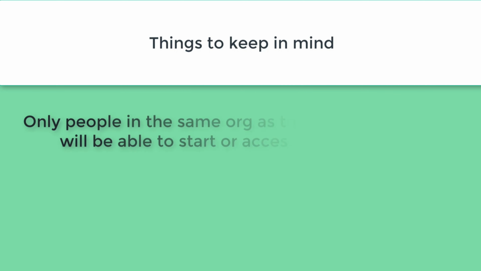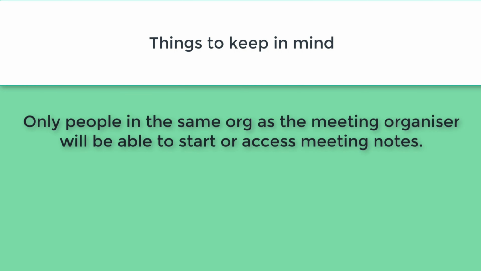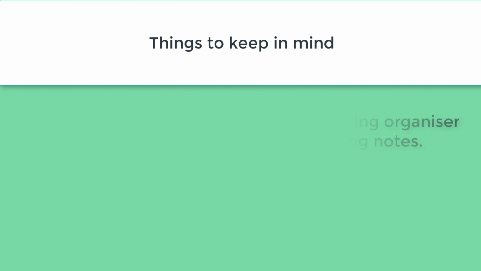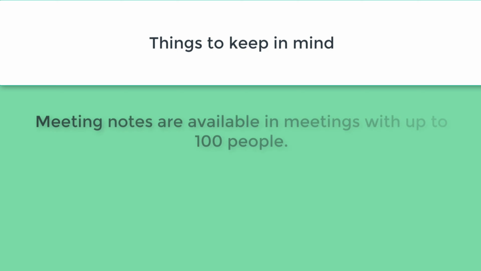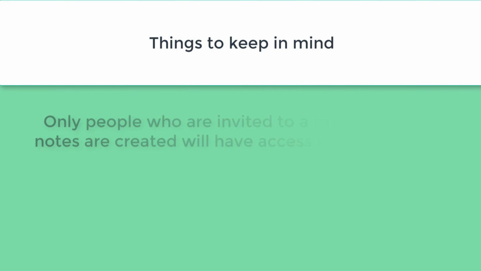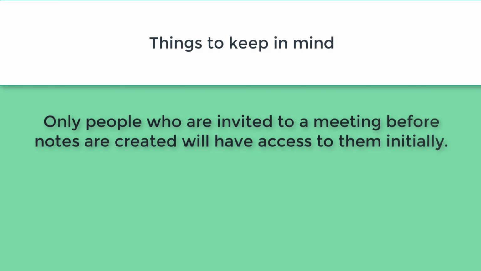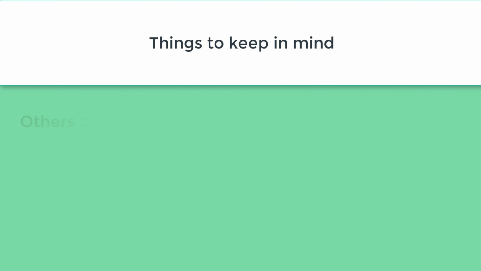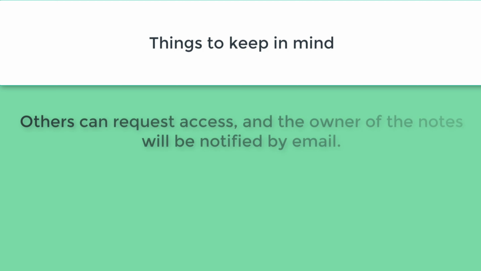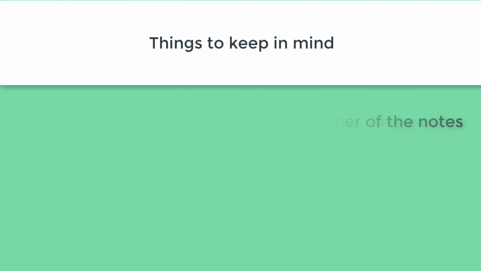Only people in the same organisation as the meeting organiser will be able to start or access the meeting notes. Meeting notes are available in meetings with up to 100 people. Only people who are invited to a meeting before the notes are created will have access to them. Others can request access, and the owner of the notes will be notified by email.